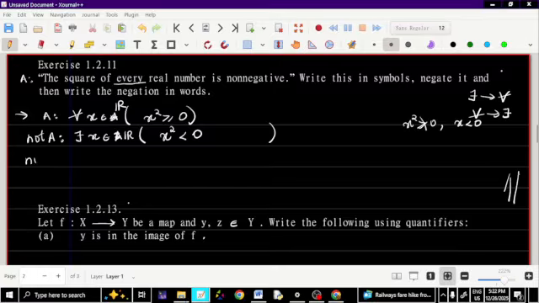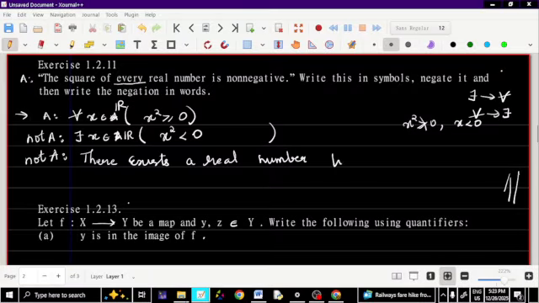Right? And now we have to write it out in plain English. So there exists a real number whose square is negative. That will be its negation. There exists a real number whose square is negative. So this is the negation in plain English. I hope that is clear.